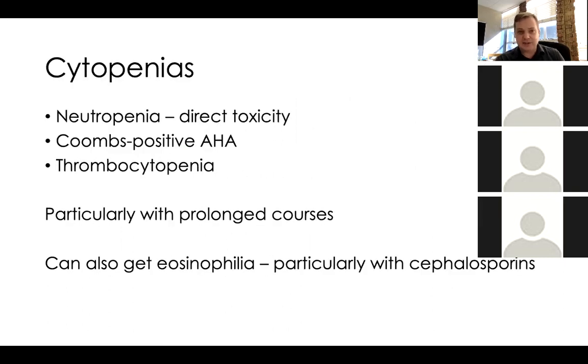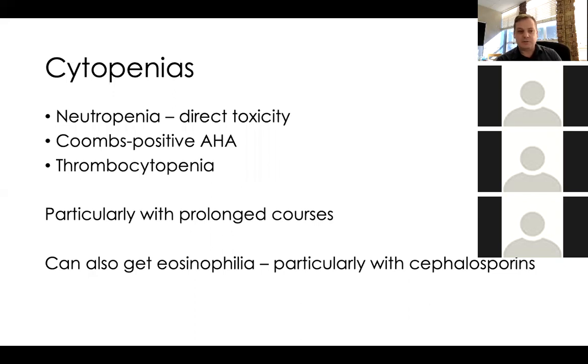Cytopenias are common with beta-lactams. Neutrophils will start dropping occasionally. You can have Coombs positive autoimmune hemolytic anemias, thrombocytopenias. One thing with the cytopenias that I've certainly noticed is that it's often with prolonged courses. So if you're giving someone 5 days of antibiotics for their pneumonia, it's very unlikely that you're going to see any of these cytopenias. They take time to develop.